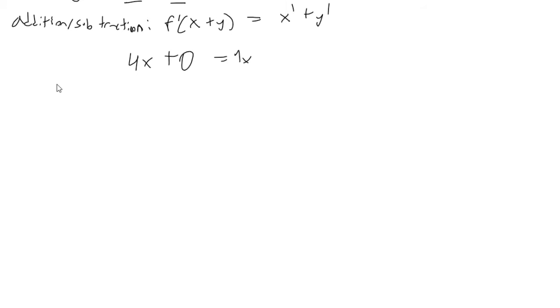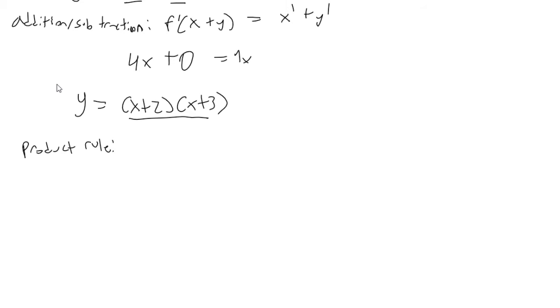Okay, another function. This one's even more challenging. Let's say we have y equals x plus 2 times x plus 3. Now we could simplify this by foiling and redistributing, but that can be a lot of work, especially when the function isn't this easy. And so what we can do is use the product rule, which is a way we can find the derivative of two things being multiplied to each other.